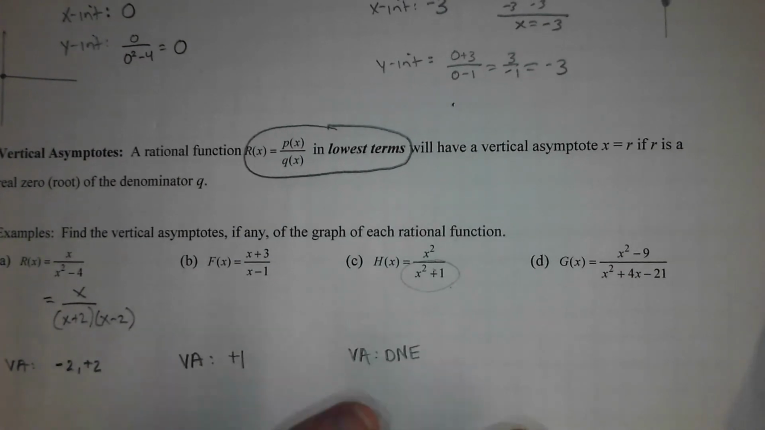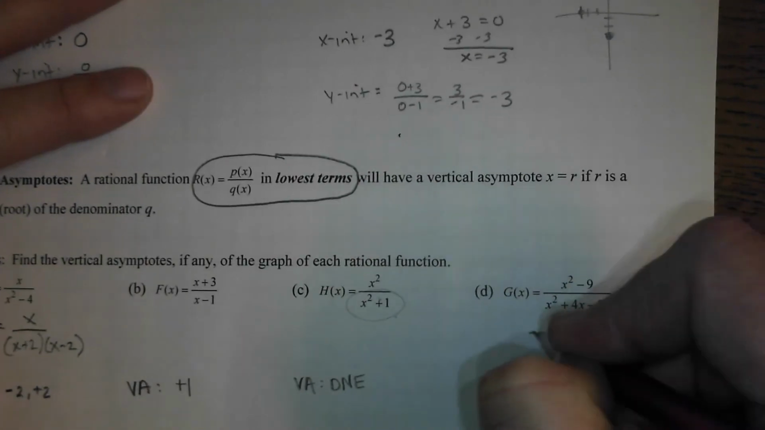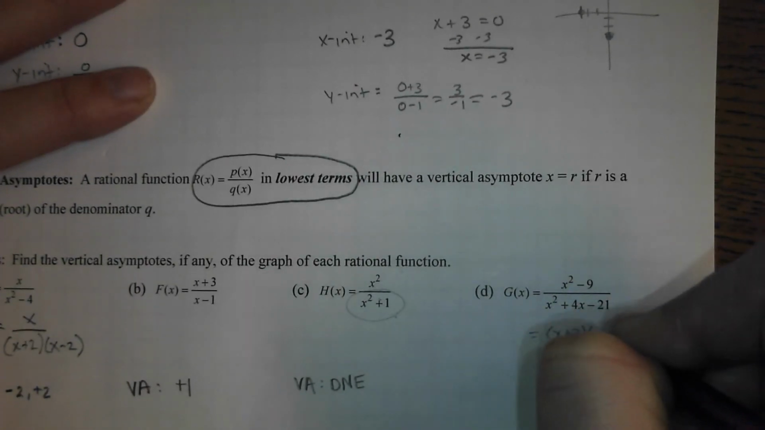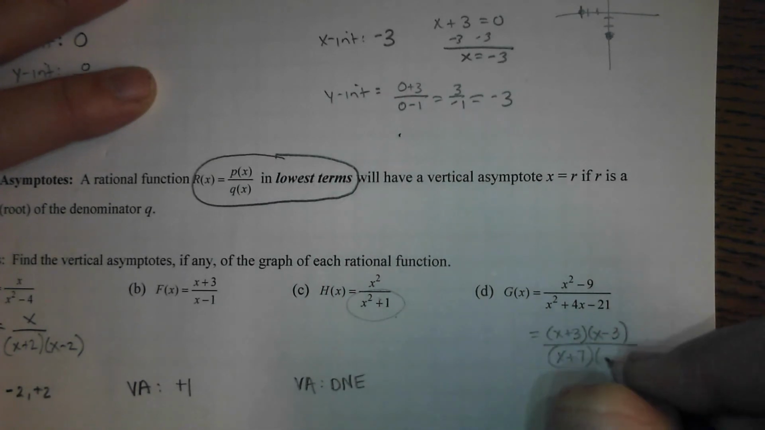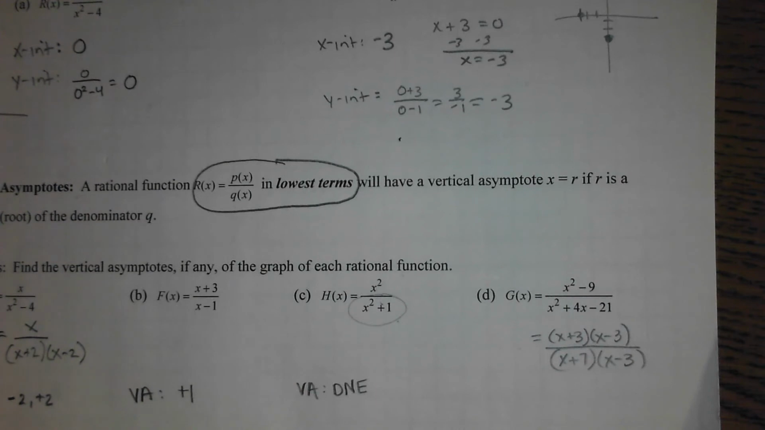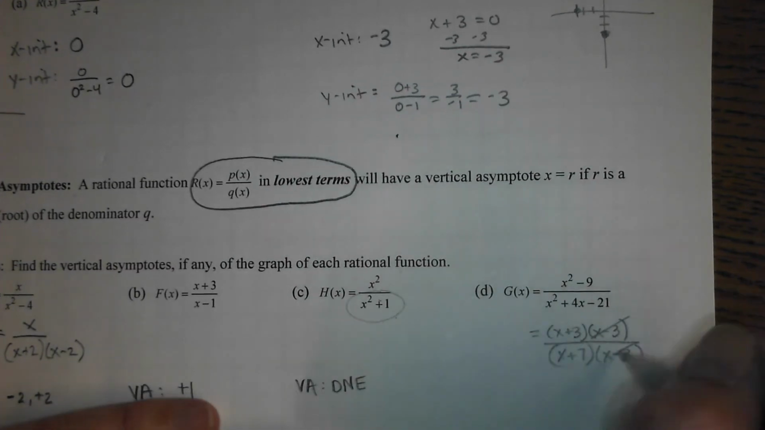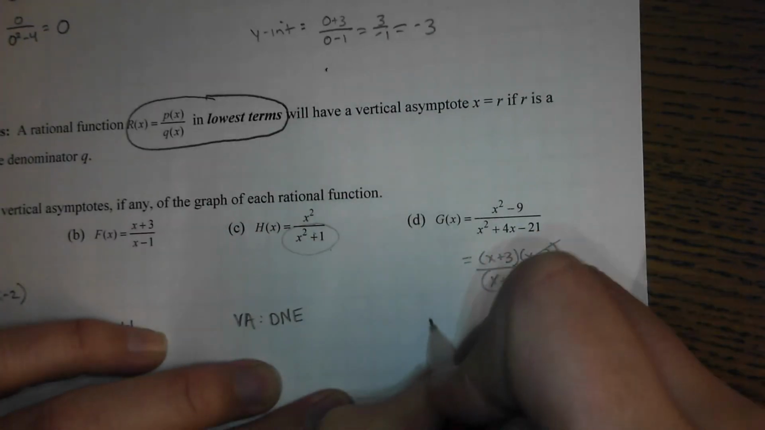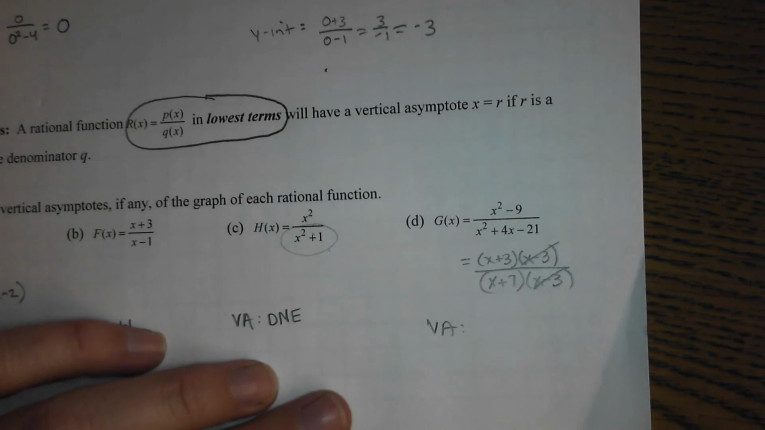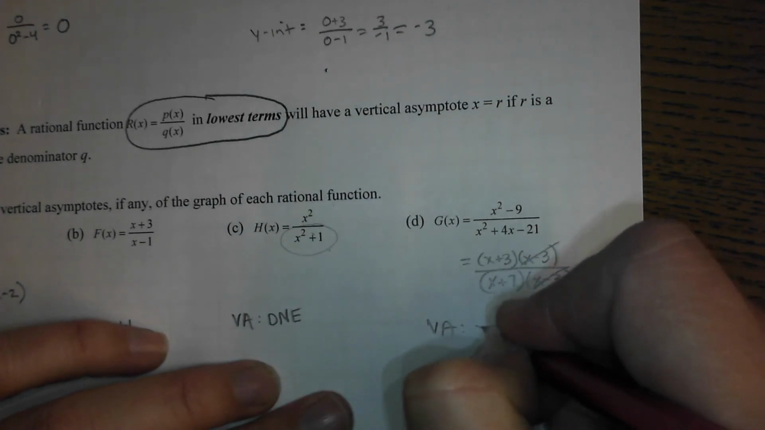And then D, we have to factor out both the numerator and the denominator first. And see, what happens here is that your x minus 3's will cancel. That's going to lead to a key feature. It's just not going to be a vertical asymptote. So because those cancel, the vertical asymptote is only where, Brock? -7.